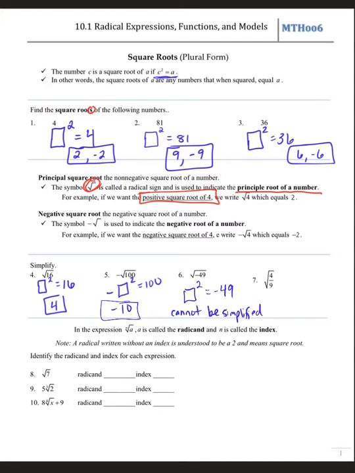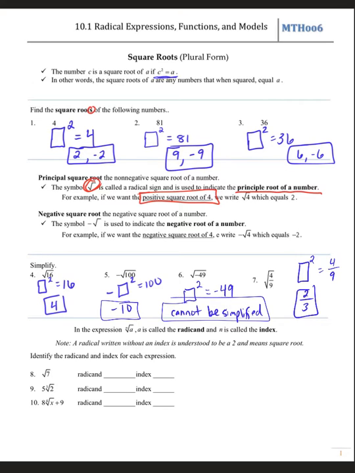And then the last one we have here is 4/9. Now we're going to have a fraction here. What fraction can we square that's going to give us 4/9? We need to think of numerator and denominator separately. Which numerator can we square to get 4? That would be 2. What can we square to get a 9? Which would be 3. So 2/3 would be the square root of 4/9.